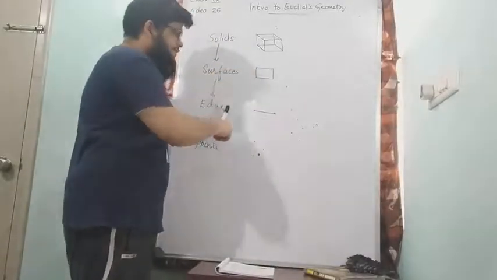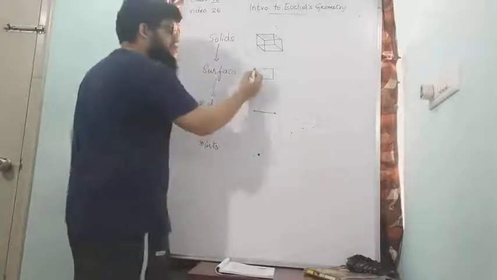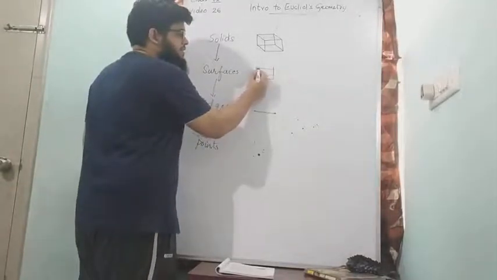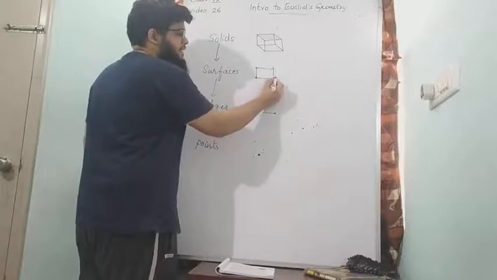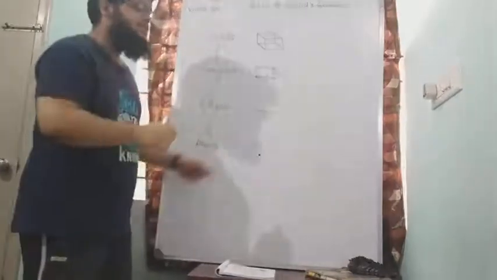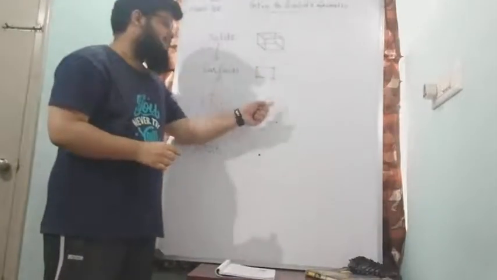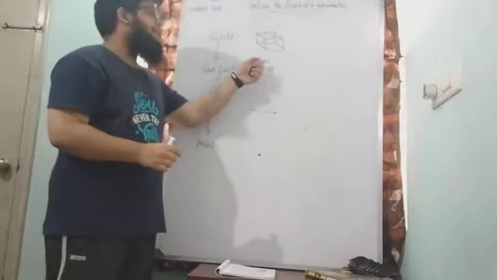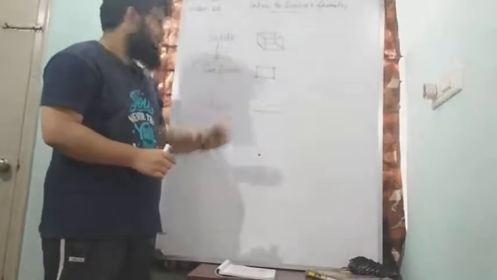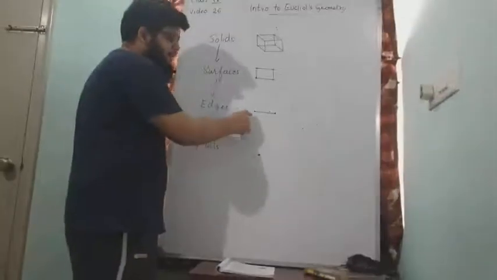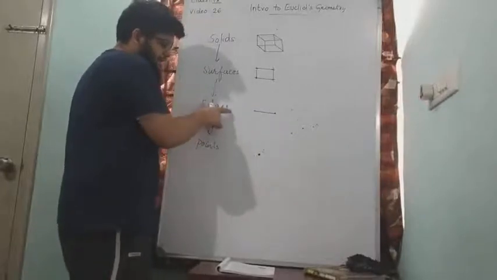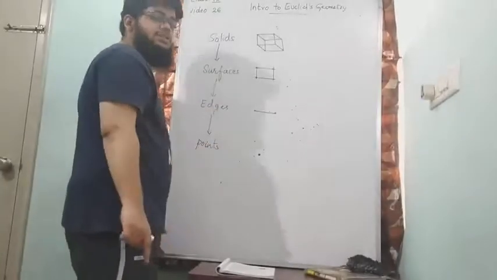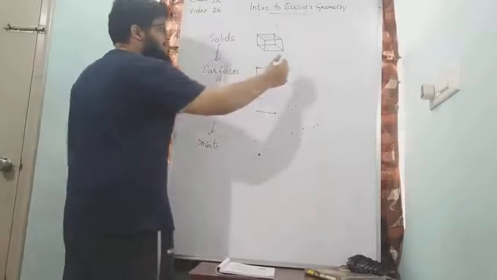And after surfaces we have edges. That means every surface has an edge. So this is an edge. This is an edge. This is an edge, and again this is an edge. There are 4 edges for this surface, and there are 6 surfaces for this solid. Now every edge has a starting point and ending point. So edges are made up of points. So all these are called as dimensions.